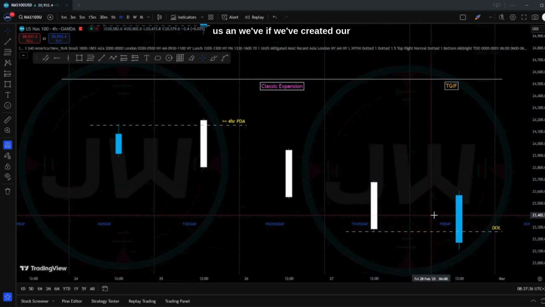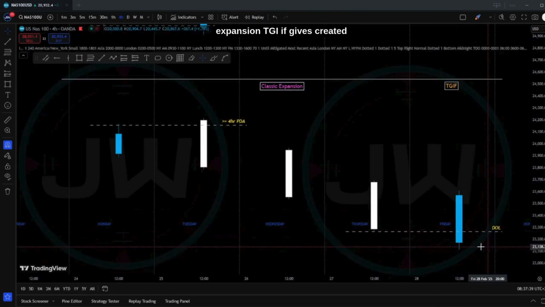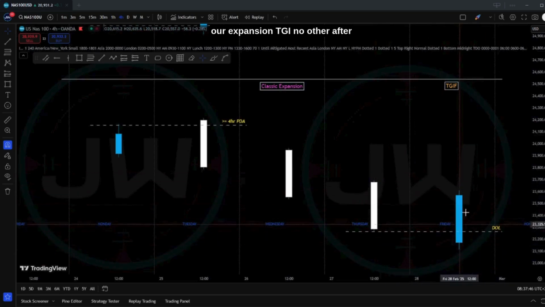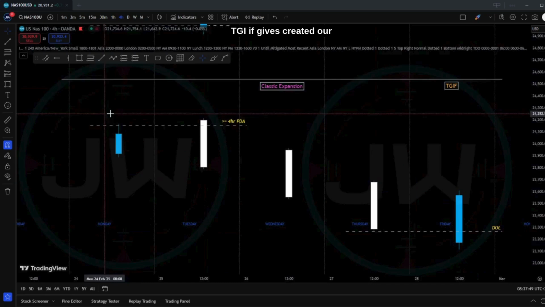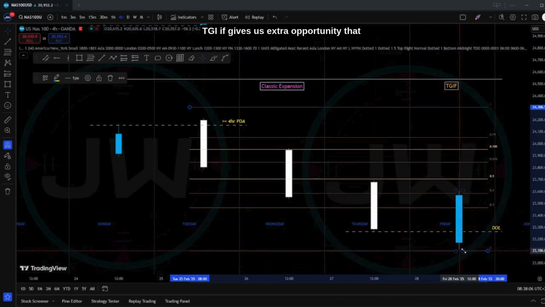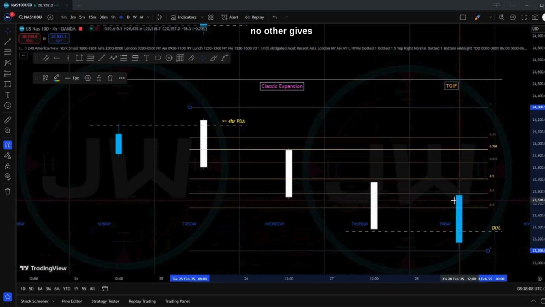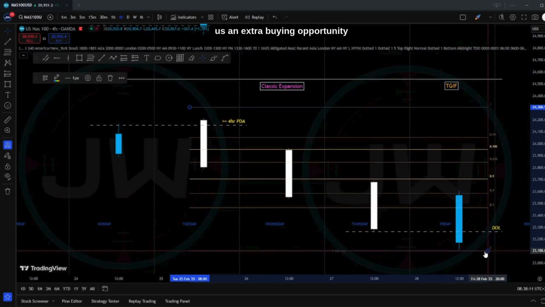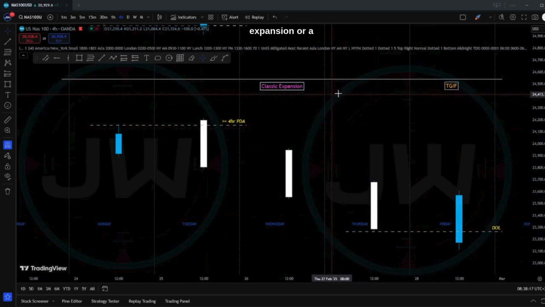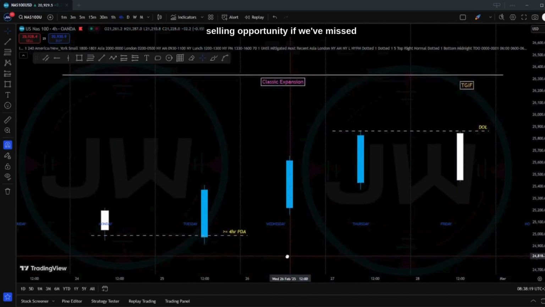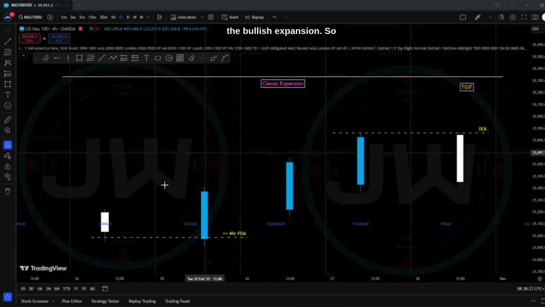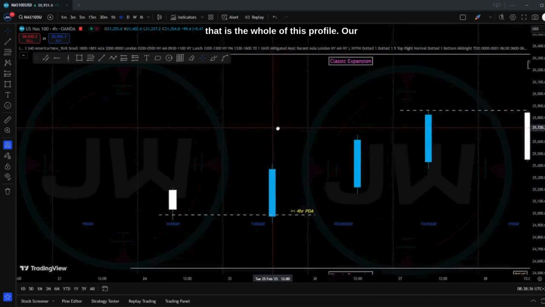What happens is Friday, after we reach our draw on liquidity, Friday will then retrace to about 30 to 40% of the weekly range. So if we had to measure the whole weekly range, the bottom on Friday would then retrace to 30 to 40%, and that gives us an extra buying opportunity if we've missed the bearish expansion, or a selling opportunity if we've missed the bullish expansion. So that is the whole of this profile.